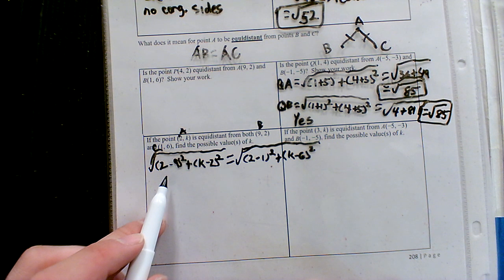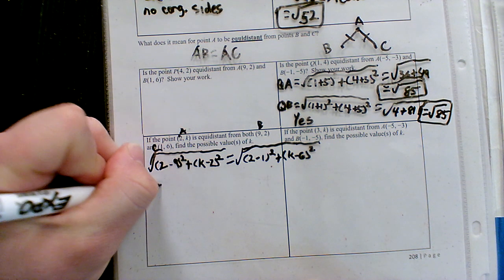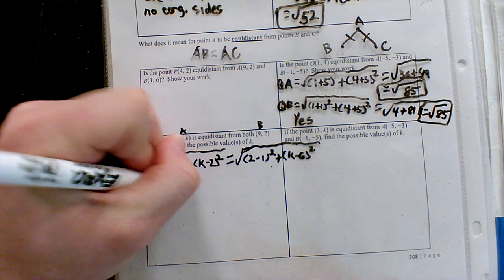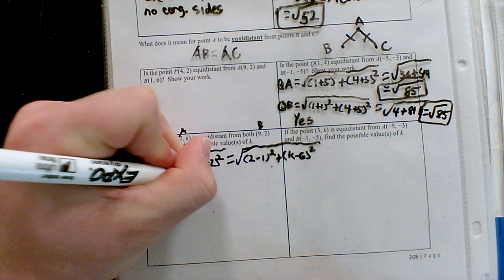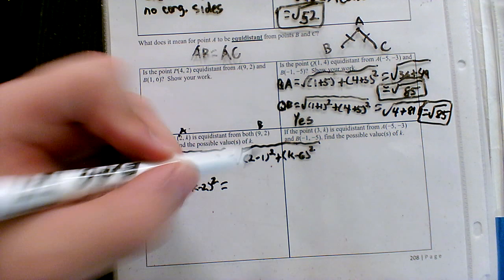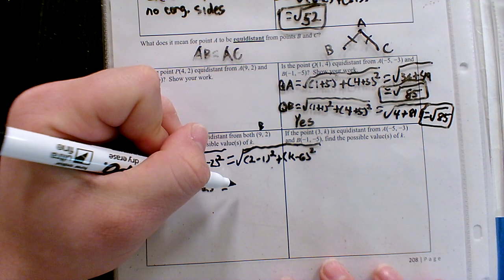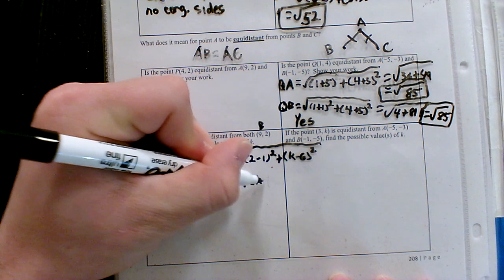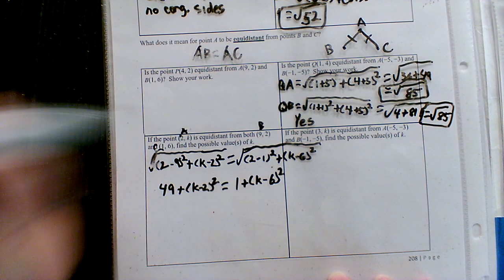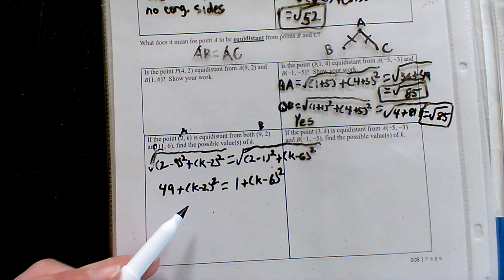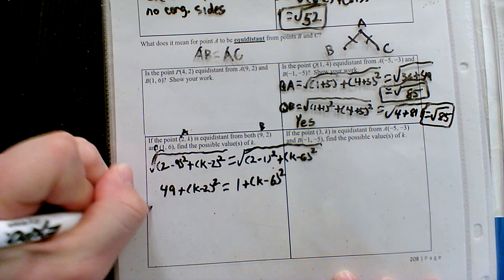So 2 minus 9, we get negative 7. Negative 7 squared is 49. We still have k minus 2 squared. Over here, the square root's gone too, because if we square both sides, they're going to disappear. 2 minus 1, well, 1 squared is 1, plus we still have k minus 6 squared. Now let's actually expand this. So we're going to have 49.